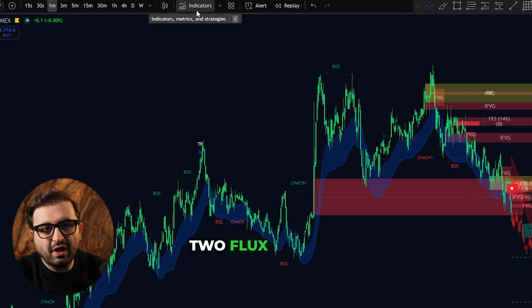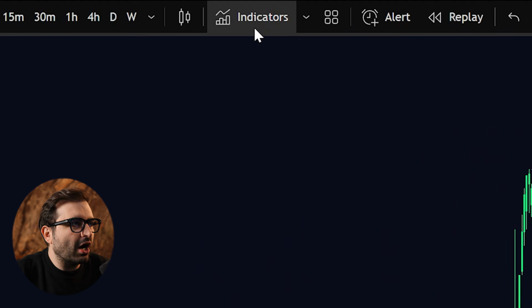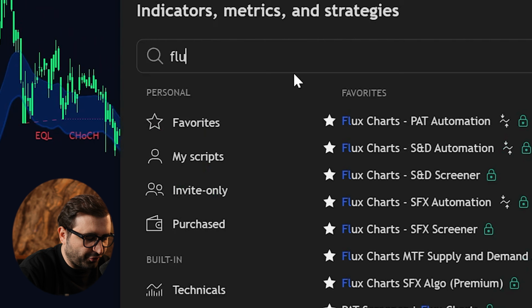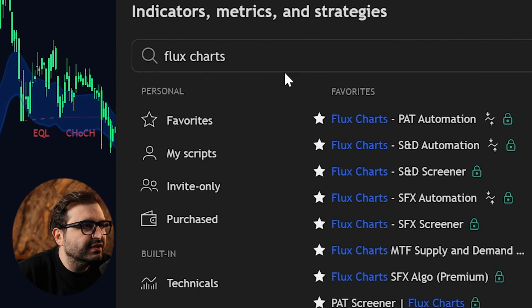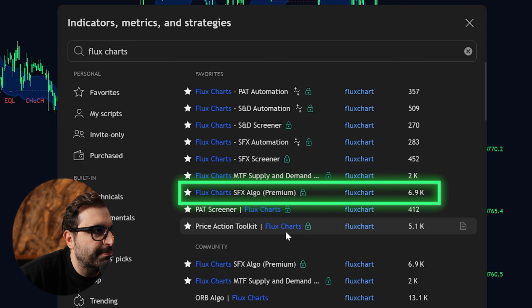Now I will teach you that. For this specific setup, I am using two Flux Charts premium indicators. Let's go to the indicators tab and search for Flux Charts, and you will see SVX algo and the price action toolkit.